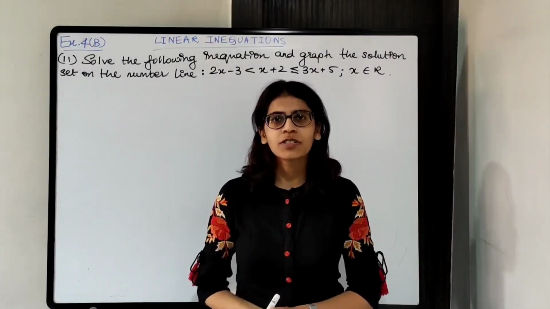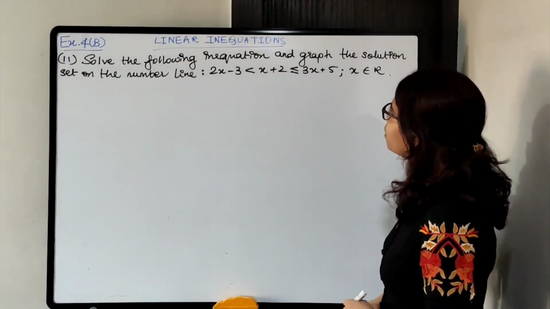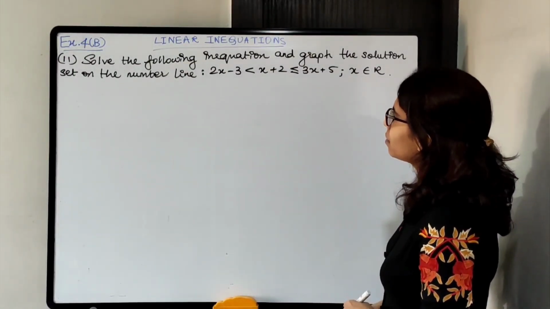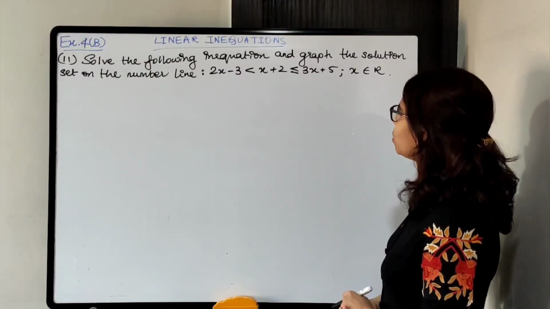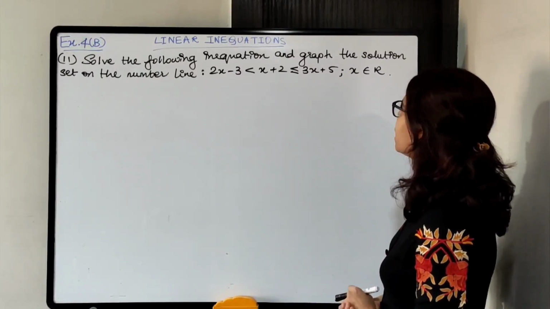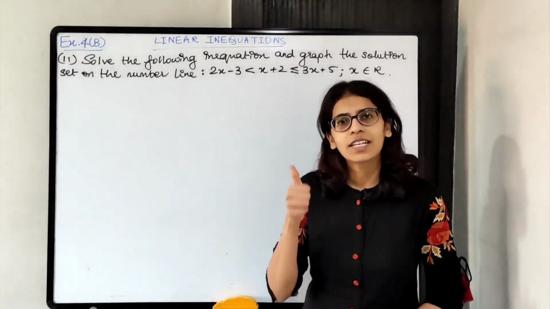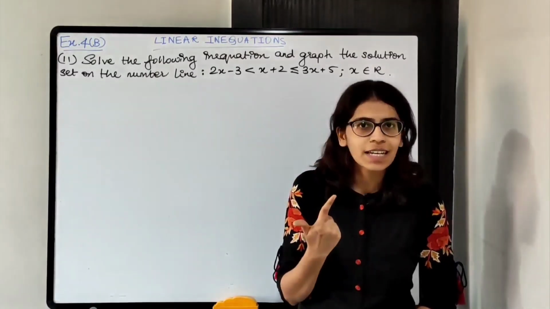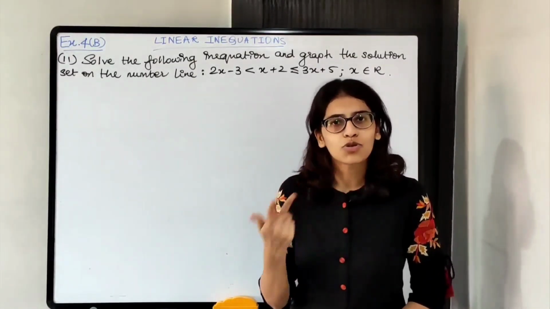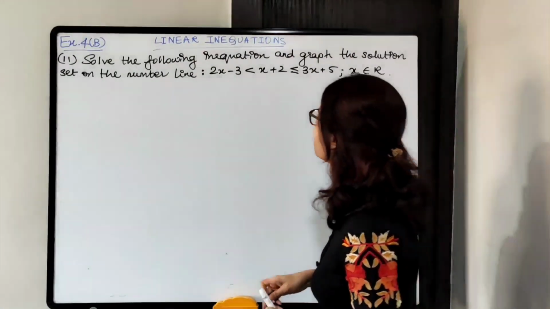Coming to the next question, question number 11. Solve the following inequation and graph the solution set on the number line. 2x minus 3 is less than x plus 2, which is less than or equal to 3x plus 5, where x belongs to R, that is the set of real numbers. First, we need to solve the inequation. Second, we need to find the solution set. And third, graph the solution on the number line. So write down the inequation first.